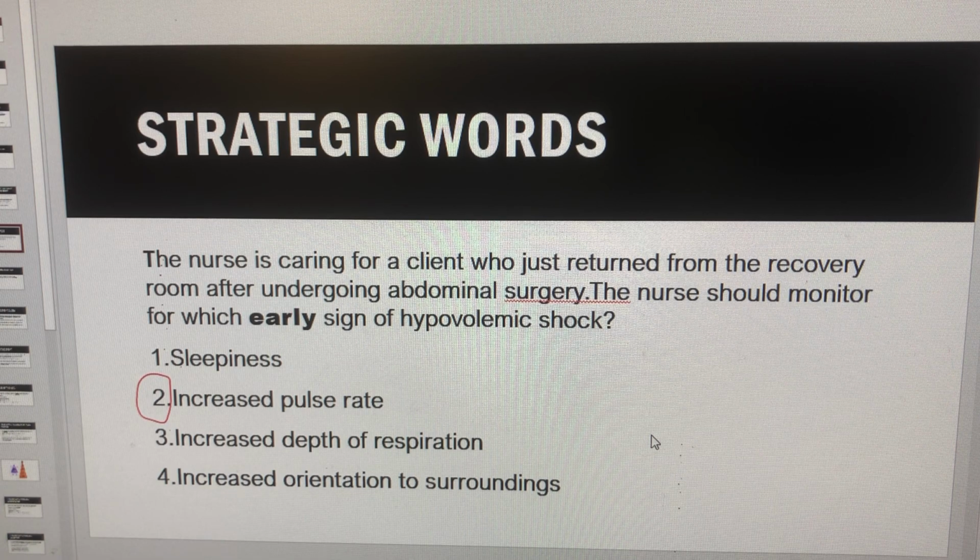This is why it is important to recognize the strategic word early when you read the question. It requires the ability to discern between early and late signs of impending shock. Increased orientation to surroundings is expected and will occur as the effects of anesthesia resolve. Remember to look for strategic words in both the event and the query of the question.